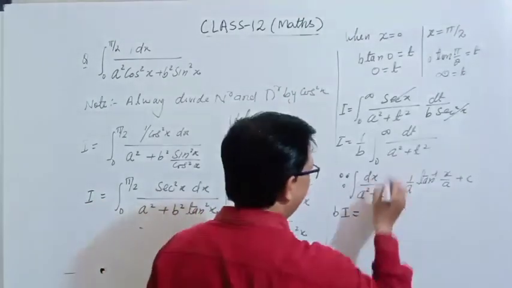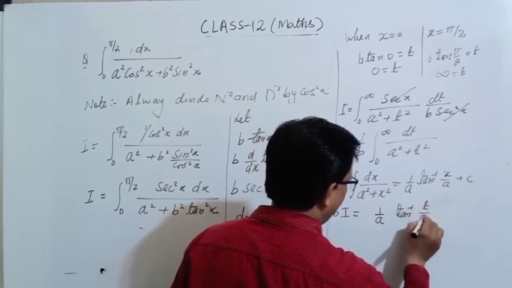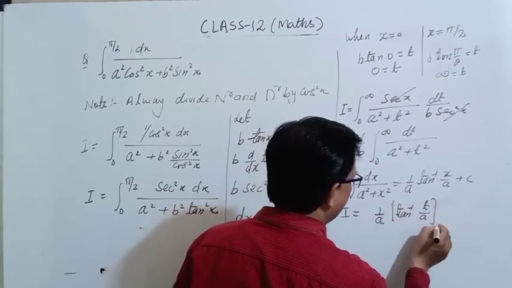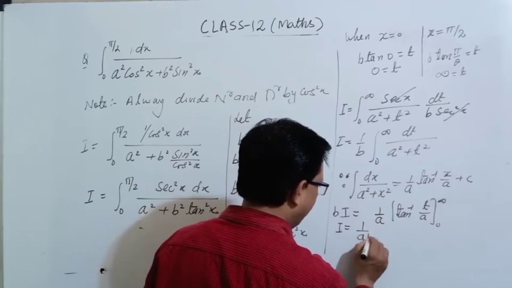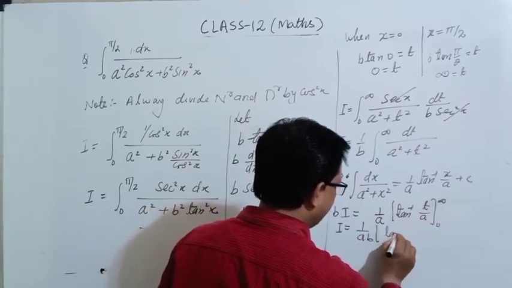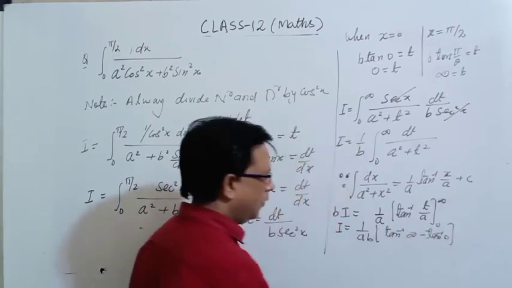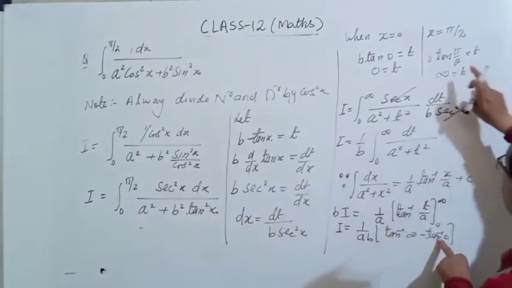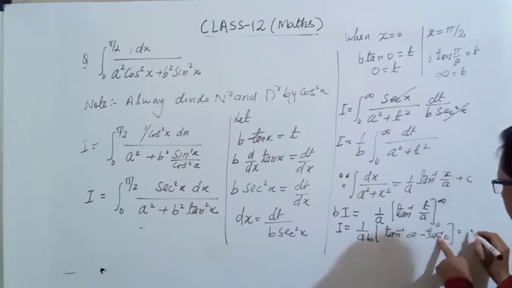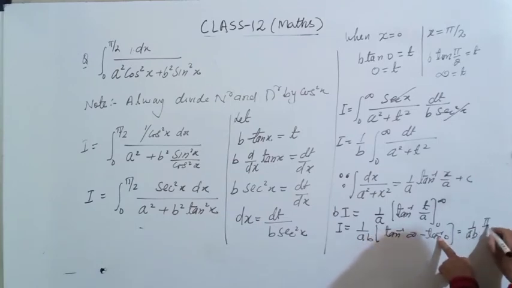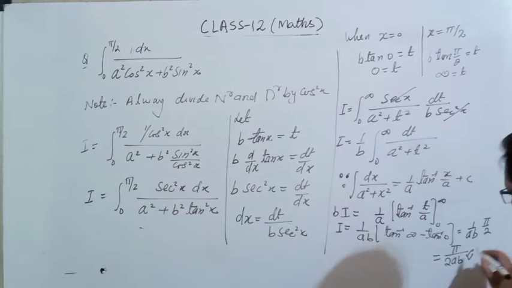So this becomes 1 upon a tan inverse t by a, and here the limit is 0 to infinity. So I is equal to, moving b here, 1 upon ab, putting infinity, so this is tan inverse infinity minus tan inverse 0. Tan inverse 0 is 0 and tan inverse infinity is pi by 2, so this becomes 1 upon ab times pi by 2. After solving this is pi upon 2ab. This is your final answer.